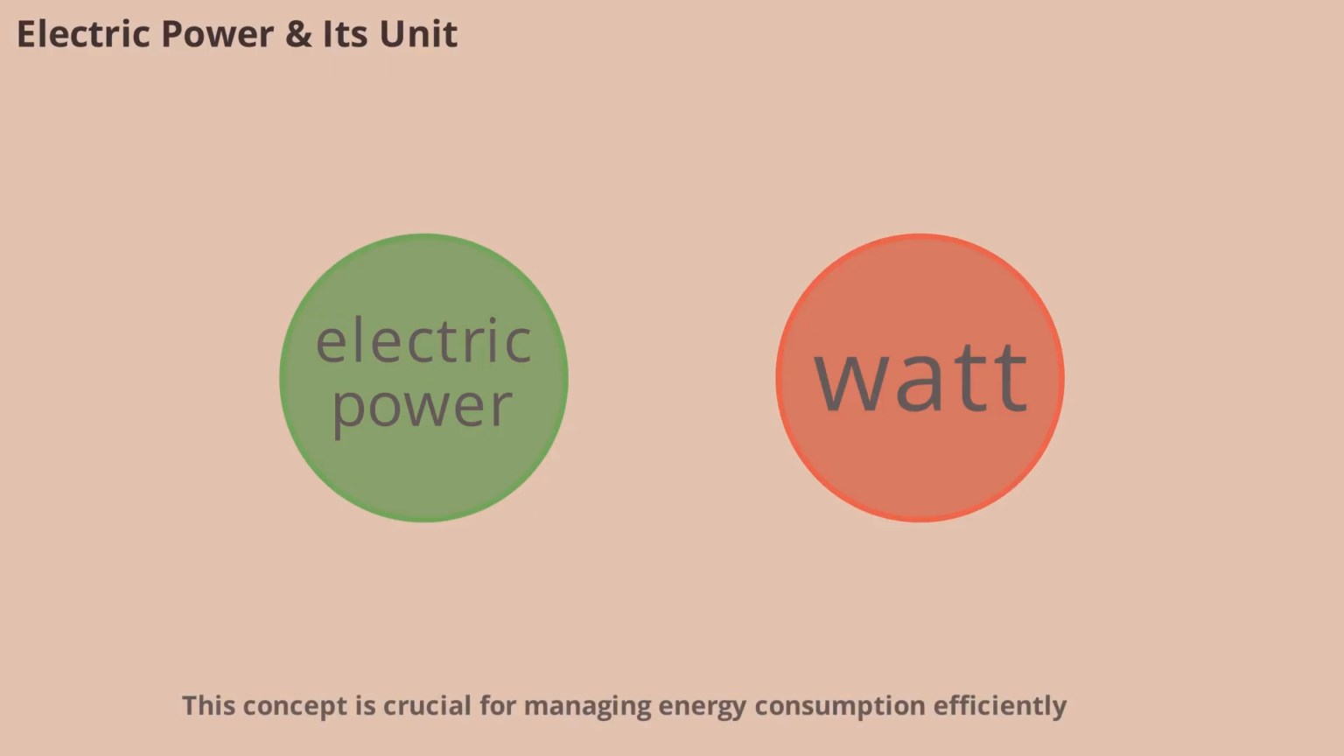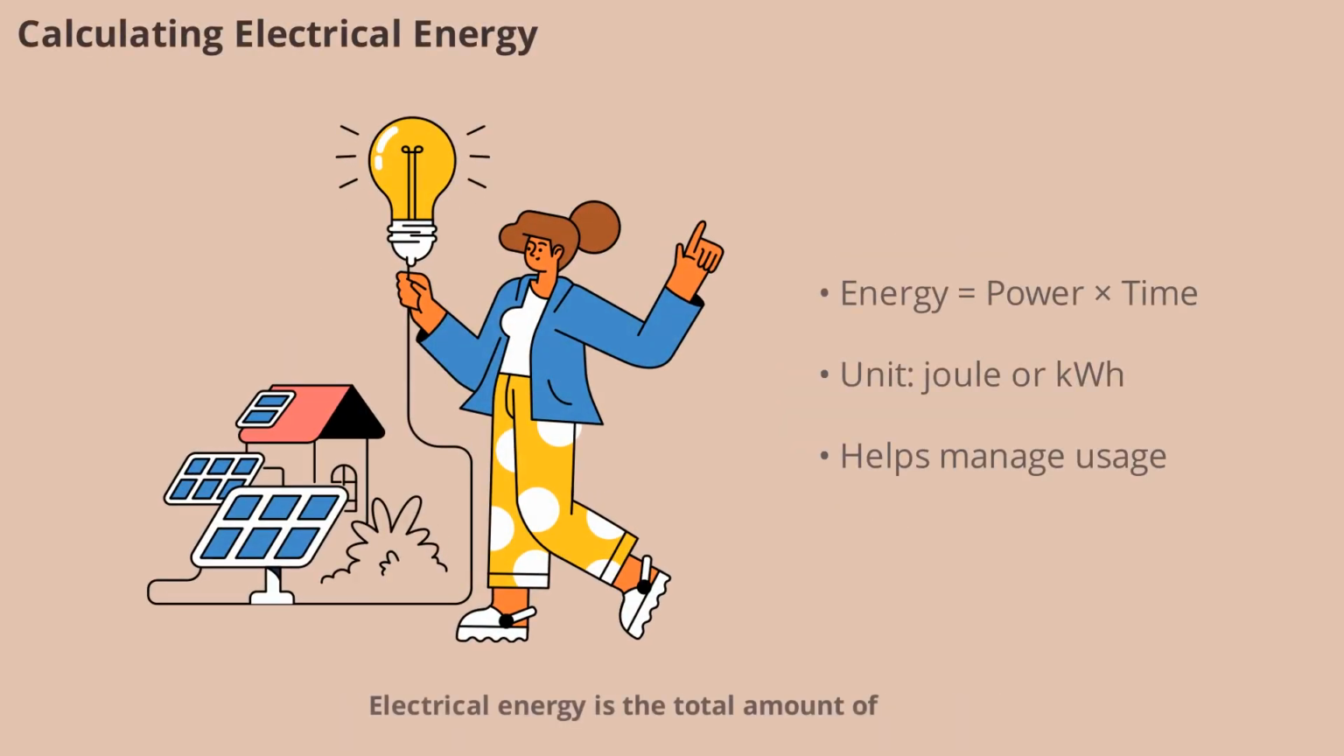This concept is crucial for managing energy consumption efficiently. Electrical energy is the total amount of work done by an electric current over time. It's calculated using the formula, energy E equals power P times time T. The unit of energy is the joule J, but in households we often use kilowatt-hours kWh. This calculation helps us understand our electricity bills and manage our energy usage more effectively.